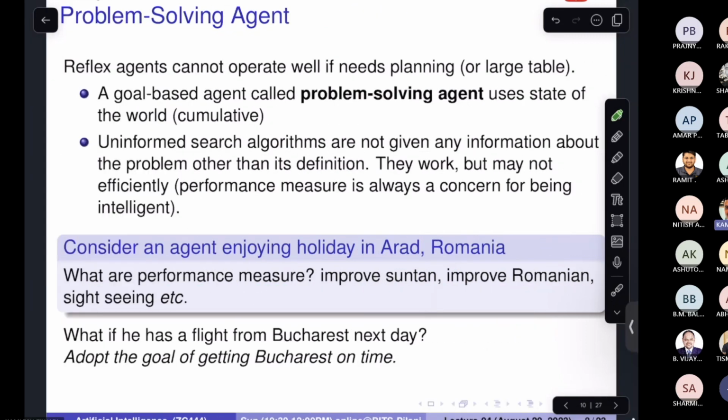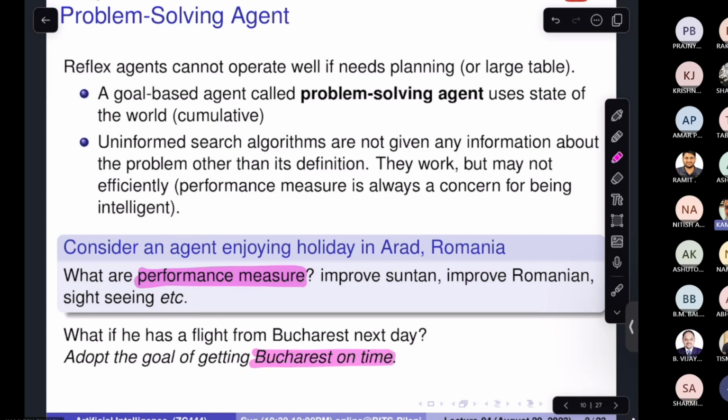Let me give you one more piece of information. Assume that he has a flight from Bucharest the next day. So what could be the performance measure now? What I want as the performance measure is that he should reach Bucharest on time.